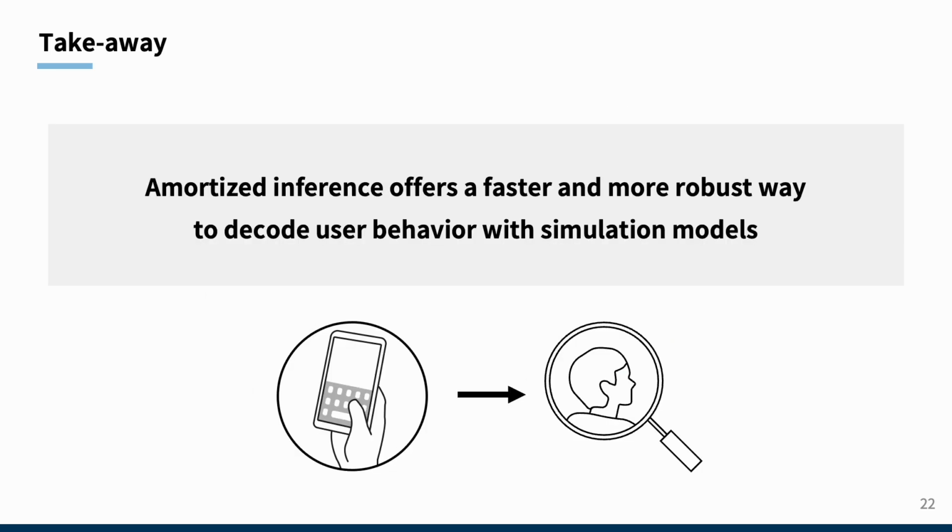In summary, the main takeaway of this work is that amortized inference offers a faster and more robust way to decode user behavior with simulation models. We showed that it speeds up the inference process to less than a second, and its high efficiency enables individual level prediction and large-scale data analysis.